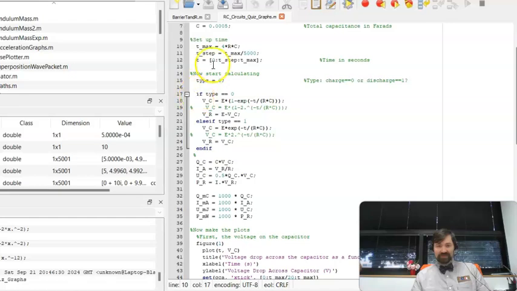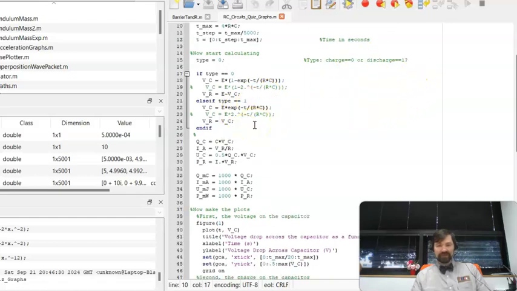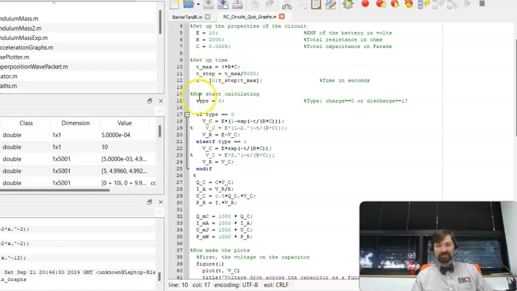Then I have a little bit of code for what type I want. If the capacitor is charging through the battery, then it's type 0. If it's discharging, then it's type 1. You need to tell it that it's either type 0 or type 1, and that's this line right here. Do you want it to charge or to discharge?